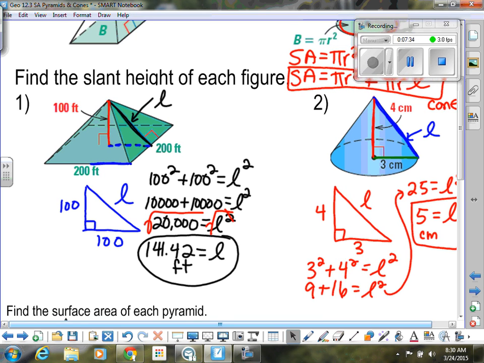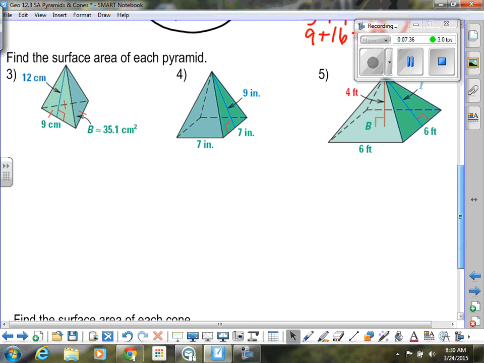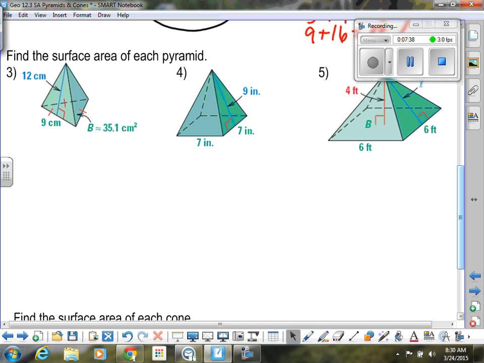So let's go down to some more examples. Here we're going to find the actual surface area of each pyramid. And remember, for when we find the surface area, I need 3 things. I need the area of the base, capital B. I need the perimeter of the base, and I need the slant height. So that's what we're going to find each time.